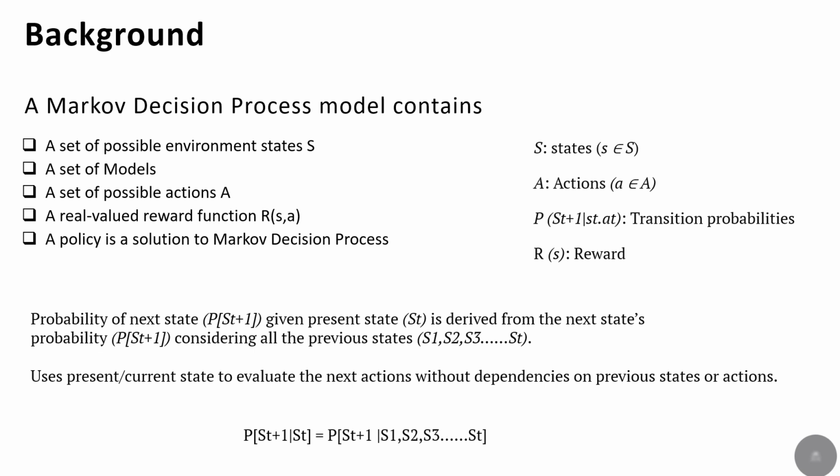So if you look at a mathematical expression of how this would work, the probability of the next state, because the state of the agent determines the action it's going to take. So the state of the agent at any given time is derived from the next state's probability, okay, considering all the previous states. So here is basically a simple mathematical illustration of how the state of the agent is determined.